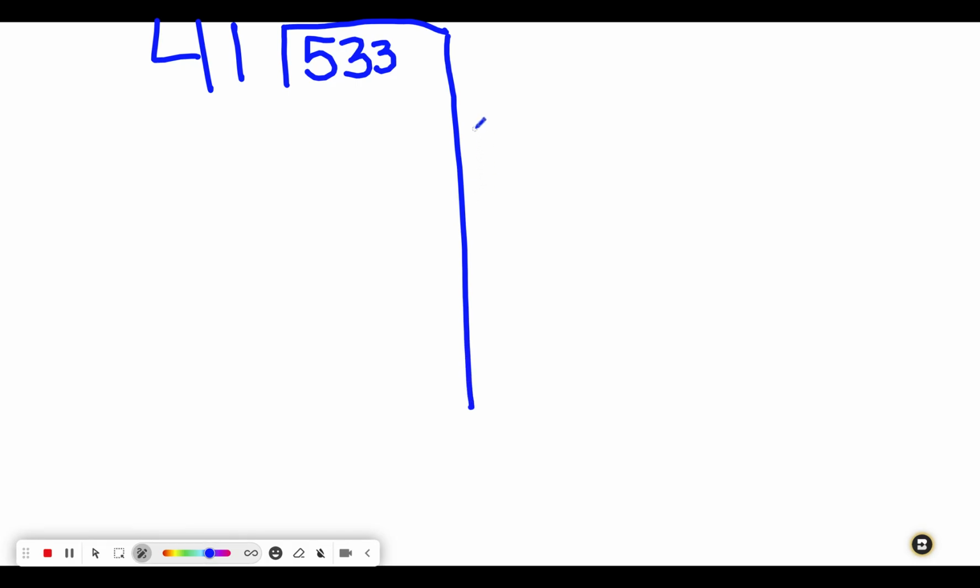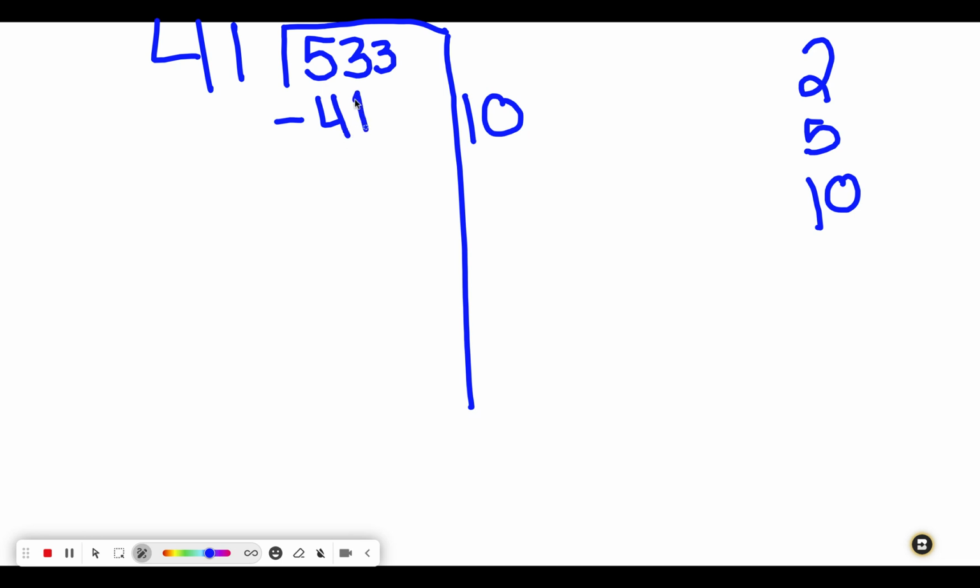So when I think about 41 going into 533, if I had 533 crayons and I wanted to put them into groups of 41, how many groups could I make? Well, remember, our friendly numbers are 2, 5, and 10. So just using some of the math knowledge I already have, I am first going to make 10 groups of 41. And when I multiply 10 times 41, I get 410.